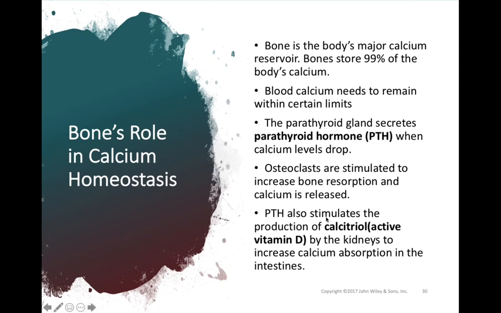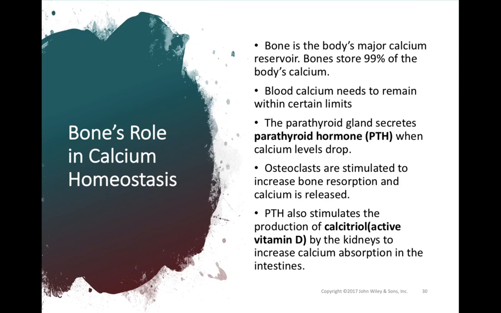So the first way is by osteoclasts. Osteoclasts are going to be stimulated by parathyroid hormone to increase their activity. Remember, osteoclasts break down bone and release calcium into the bloodstream. So if we stimulate osteoclasts to pick up this activity, they're going to release more calcium into the bloodstream, and that will help to return our calcium level back to normal. But this is not the whole story. We also have the kidneys playing a role in here as well.